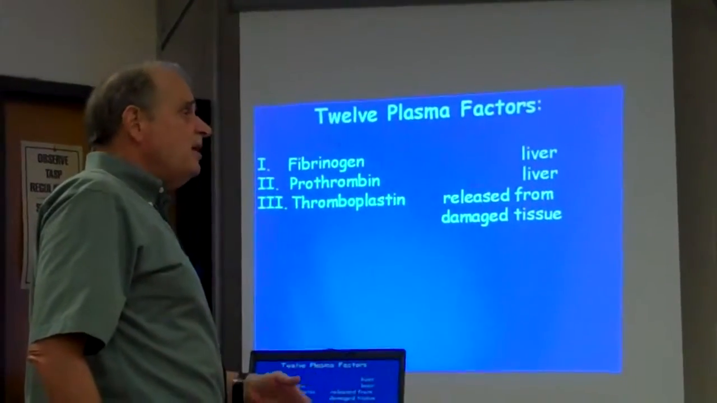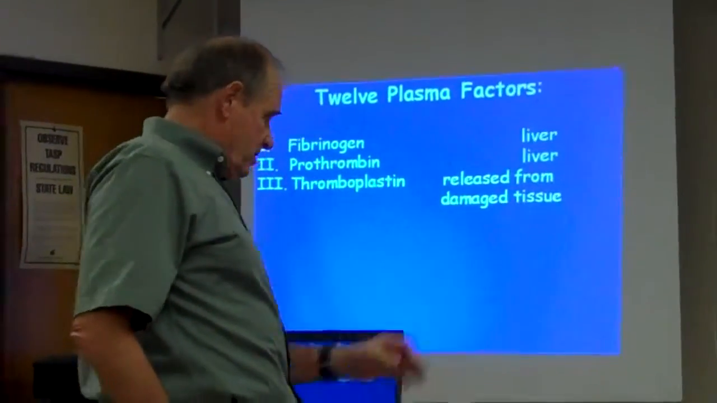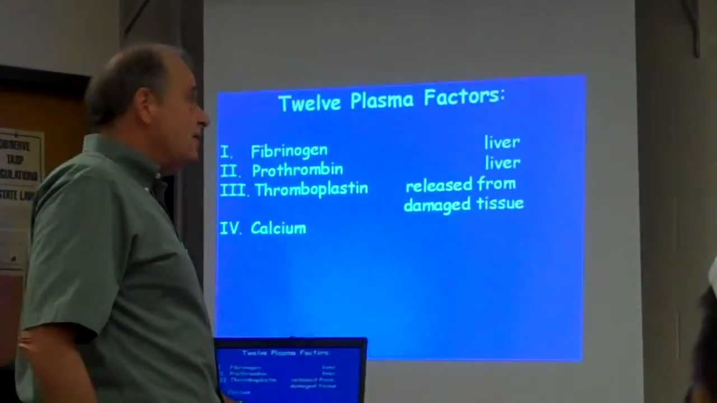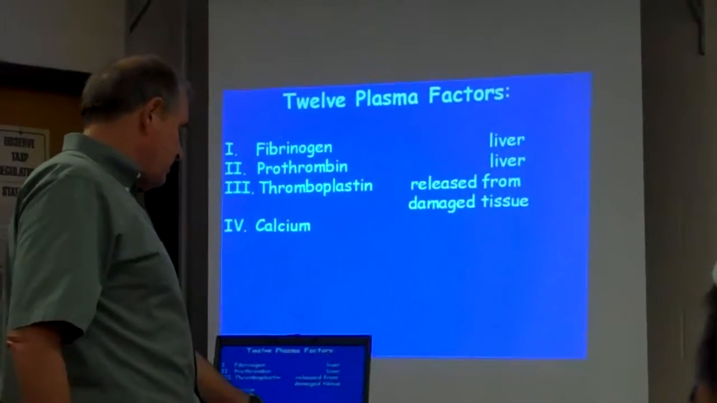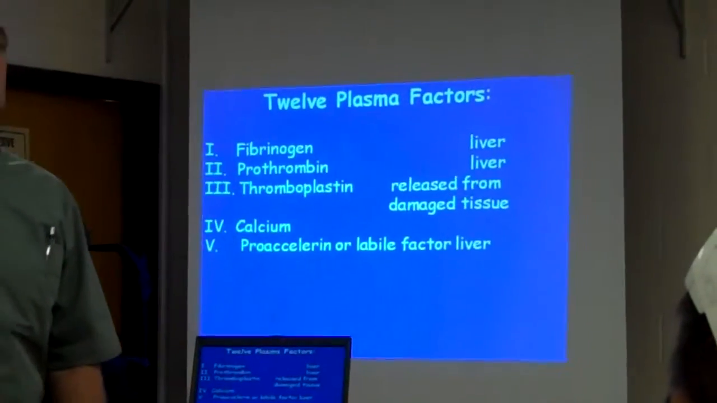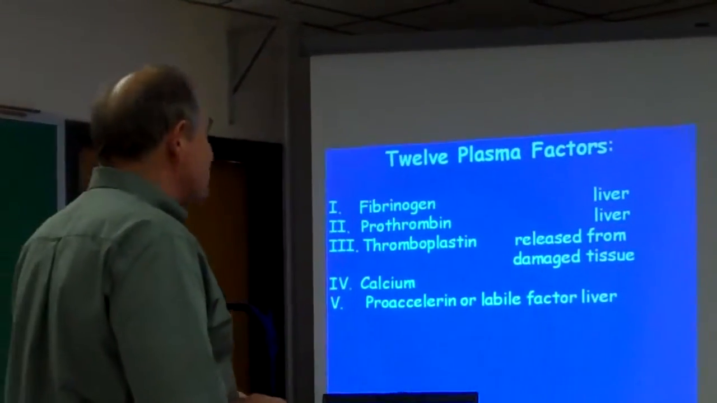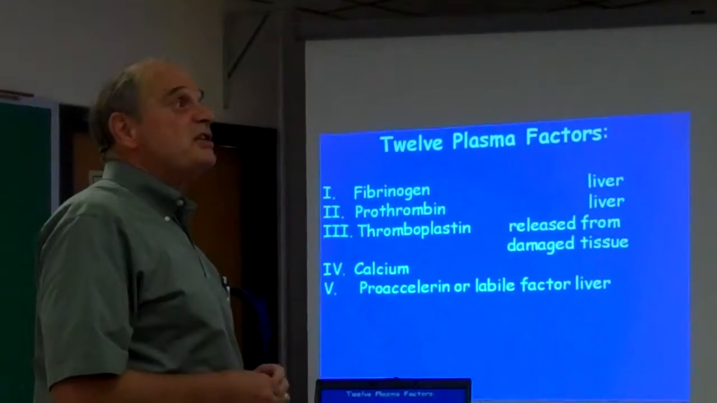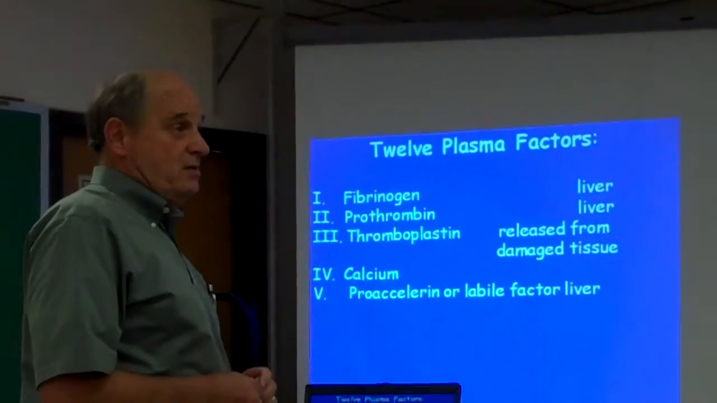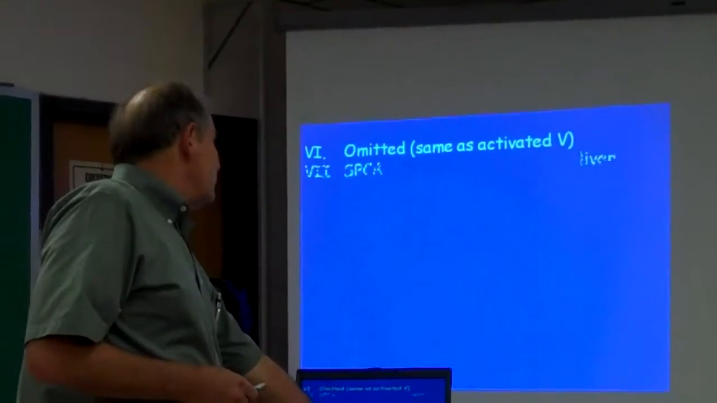Number 5 is the proaccelerant, or the labile factor. It just kind of makes things move faster, and I'll show you where it's proaccelerant. Now, number 6, they say, was redone and omitted, same as number 5.